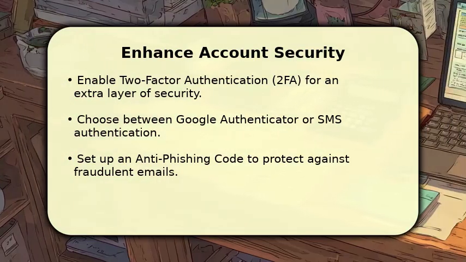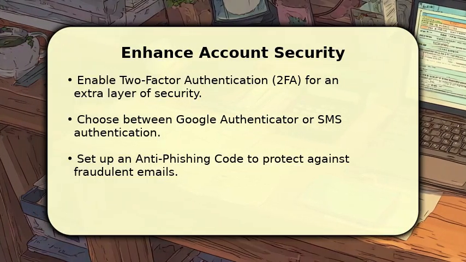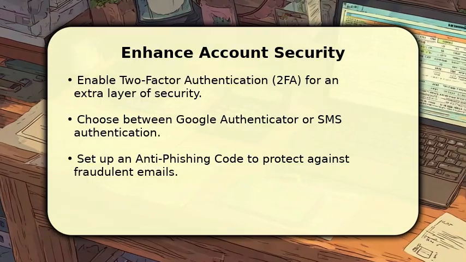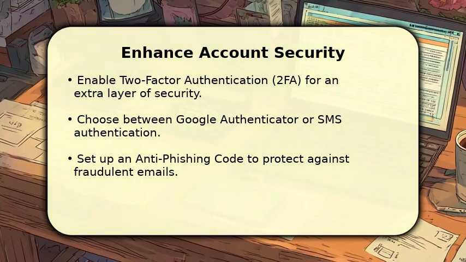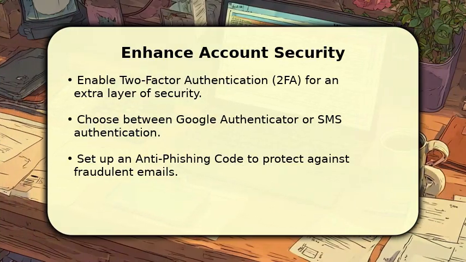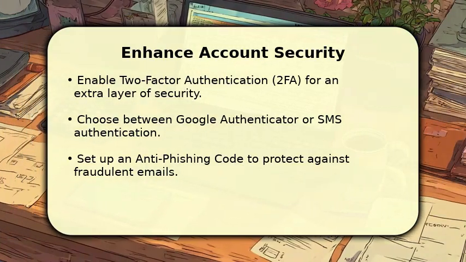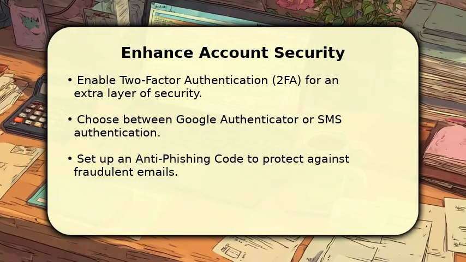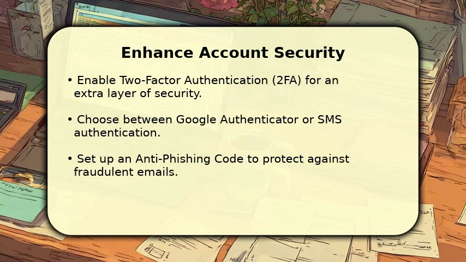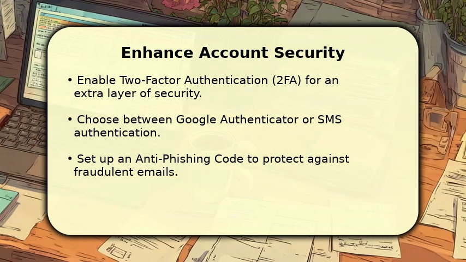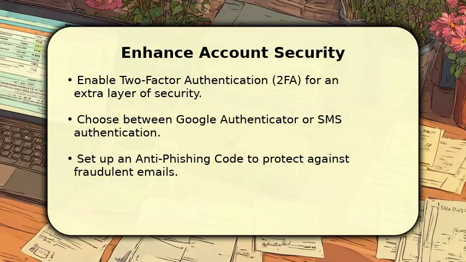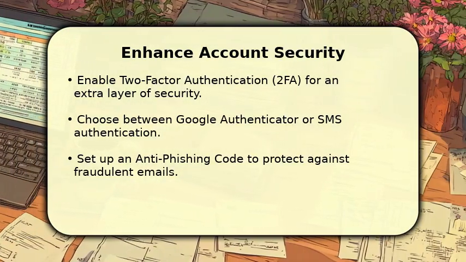After verification, it's vital to enhance your account's security. Enable two-factor authentication, or 2FA, which adds an extra layer of protection. You can choose between Google Authenticator or SMS authentication. Additionally, set up an anti-phishing code. This unique code will appear in all legitimate Binance emails, helping you identify fraudulent attempts. For even greater security, consider enabling a withdrawal whitelist for your funds.